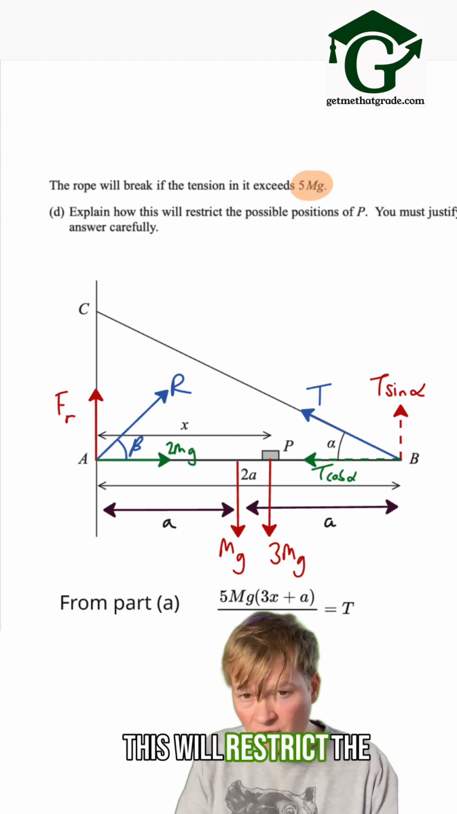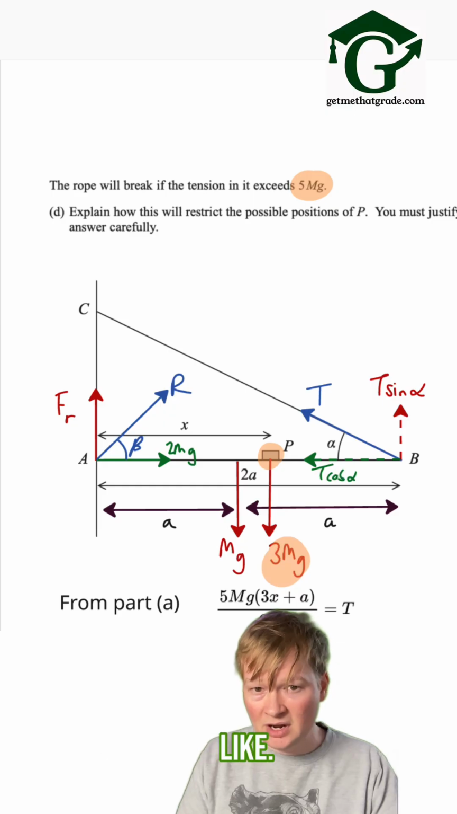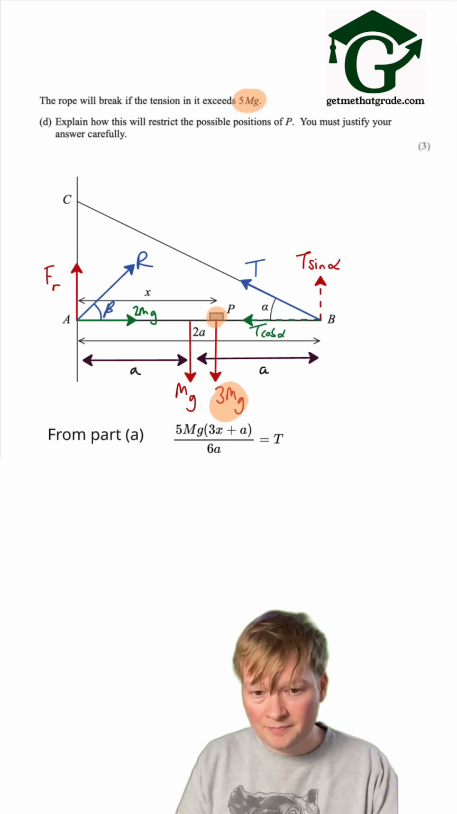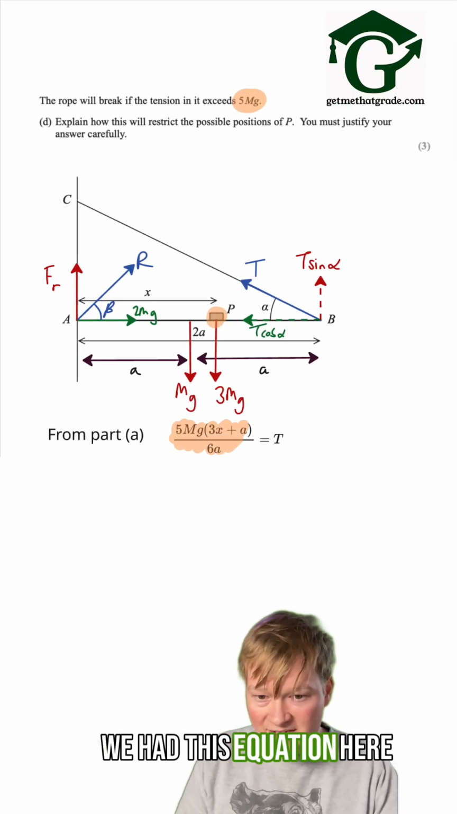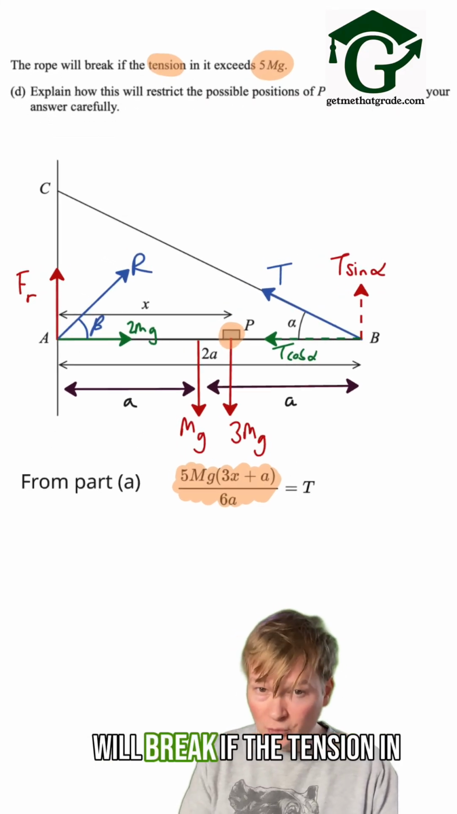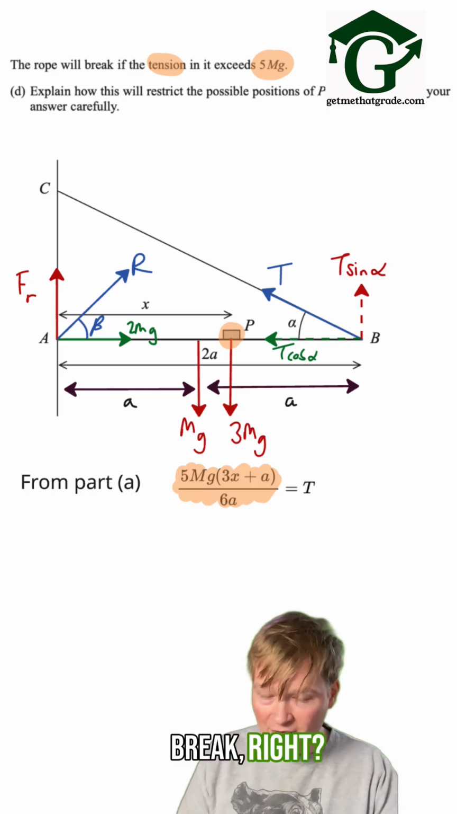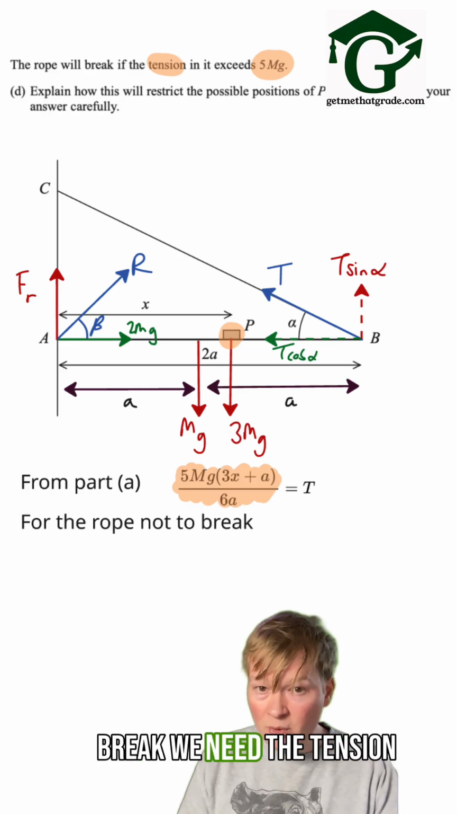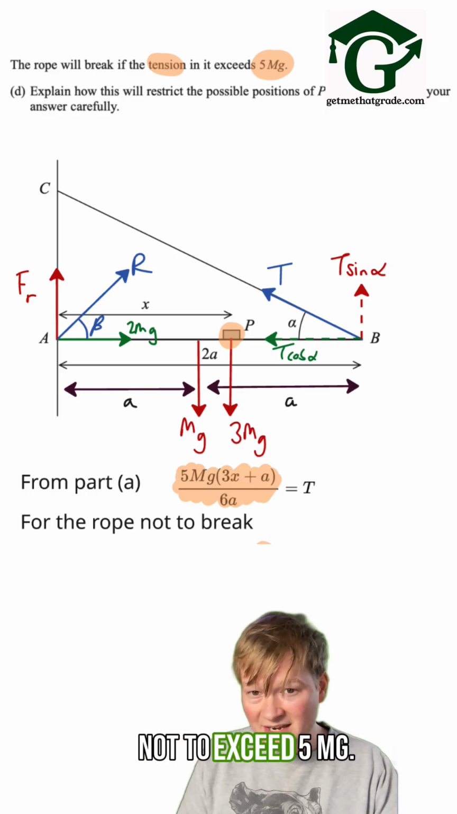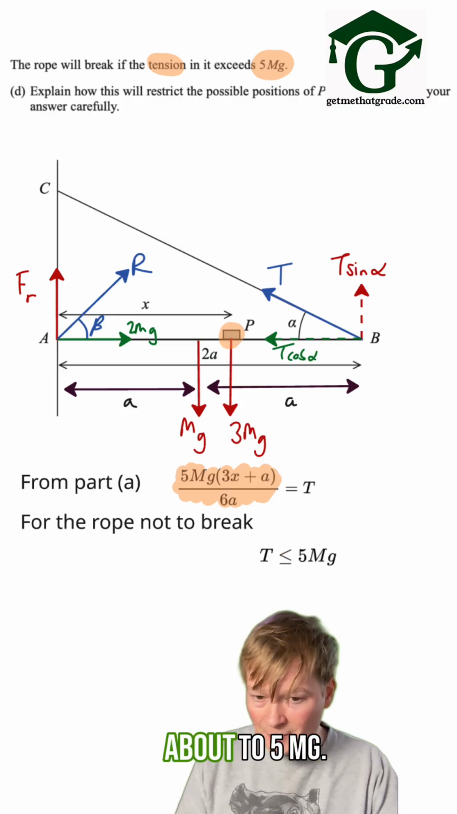Finally, it says, the rope will break if the tension in it exceeds 5 mg. Explain how this will restrict the possible positions of P. Remember, that's where the block of this mass would lie. You must justify your answer carefully. So remember from part A, we had this equation here for T, the tension. That's going to be relevant because it says the rope will break if the tension in it exceeds 5 mg. But we want the rope not to break, right? So for the rope not to break, we'd need the tension not to exceed 5 mg. In other words, the tension to be less than or equal, that would be okay, just about, to 5 mg.